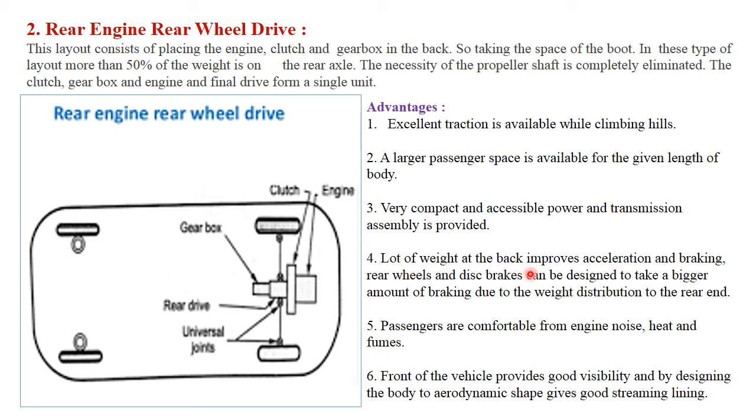A lot of weight at the back improves acceleration and braking. Rear wheels and disc brakes can be designed to take a bigger amount of braking due to weight distribution to the rear end. Passengers are comfortable from the engine noise, heat and fumes, as the engine is at the back side, so there is no noise for the driver as well as in the passenger cabin. Then the front of the vehicle provides good visibility, and designing the body to an aerodynamic shape gives good streamlining, as all the units are at the rear side.